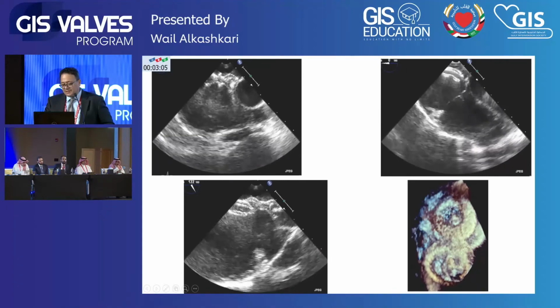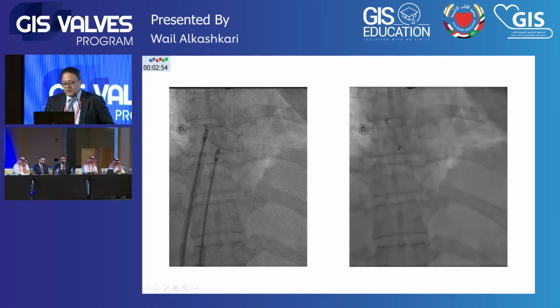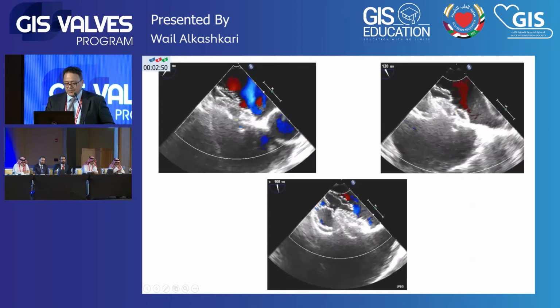sandwiching. And here in the bicaval view, sandwiching the other. And this is the 3D. This is another case we did outside the country. And this is the difference of 7 millimeters here. Two large defects. And this is how the small and the large one look. The large is done. Do sandwiching. Release everyone with a good result.